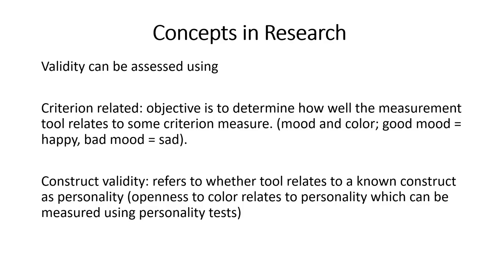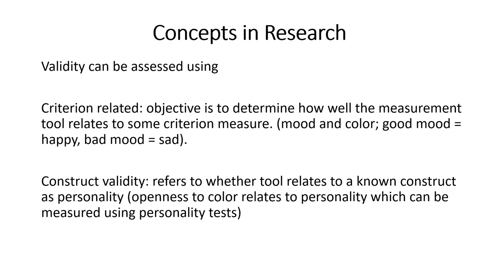And the last kind of validity that we have is called construct validity, which refers to whether the tool relates to a known construct such as personality. For example, what is a construct? A construct is a hypothetical way of explaining a particular behavior or an outcome, and these are created in behavioral sciences. So, suppose I know that openness to color, whether you like color or not, is related to personality. As I just discussed, people who are introverts will not like changes in color, but people who are extroverts will like changes in color. Now, how do I measure whether people like color or not, or what is the relation of openness to color to mood or some other factor?